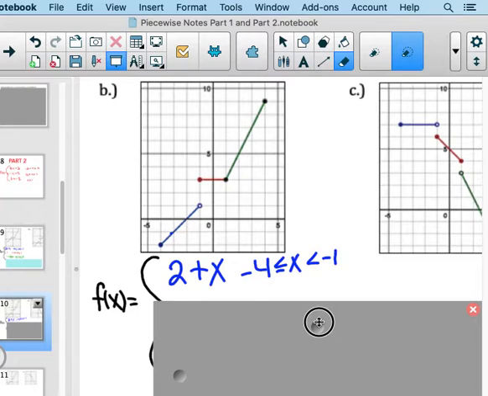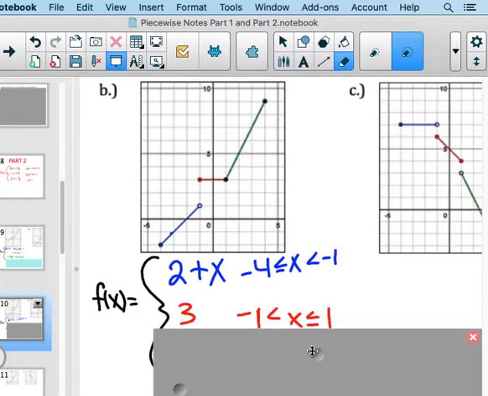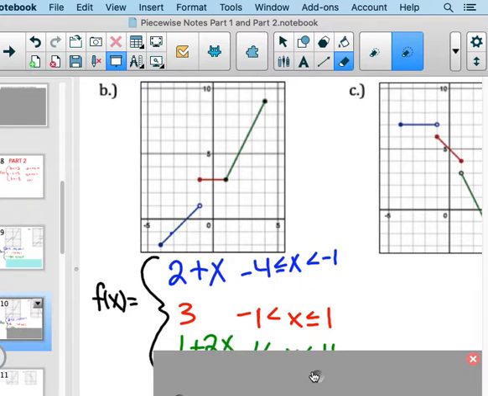Second equation, again, is that horizontal line. This time that horizontal line is at 1, 2, 3. So I just write a 3 there. That would be the same as y equals 3. And it is stretching from -1 to 1. However, that's solid there, so this needs to be underlined.